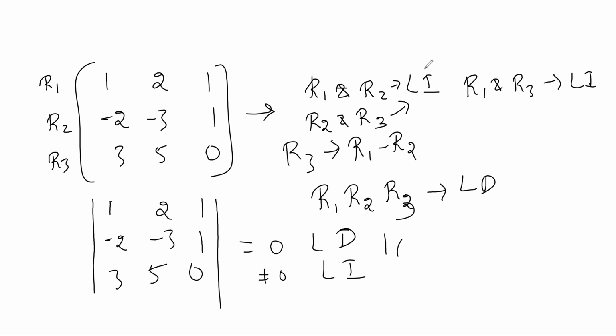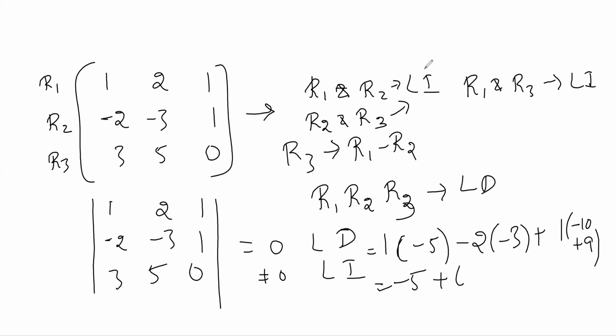1 into minus 5, minus 2 into minus 3, plus 1 into minus 10 minus 9. So how much will it become? It equals minus 5, minus 2 into minus 3 means plus 6, so it becomes minus 1, then minus 10 plus 9 is minus 1. Minus 5 plus 6 minus 1, this will get cancelled. The value is 0. So just by checking the determinant of the given matrix, we can say whether it is linearly dependent or independent.